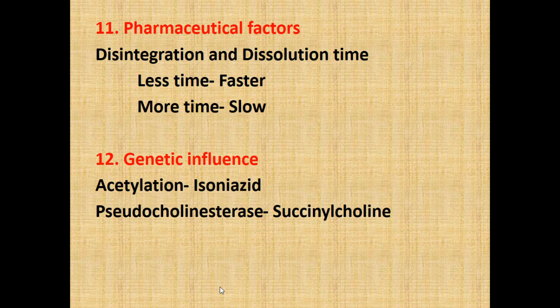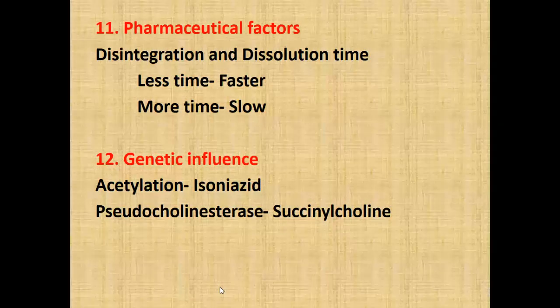In the same way, pseudocholinesterases. Normally, succinylcholine will be metabolized by cholinesterases. If pseudocholinesterase is there, succinylcholine will not be metabolized. Like that, some genetic relations also decide drug absorption. That is related to the factors affecting absorption.